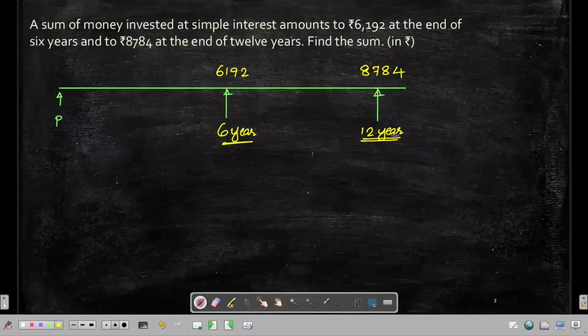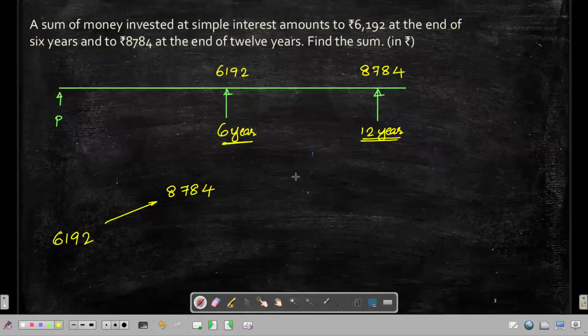So I can see that I'm taking this 6 year as the reference, and then this 12 year, and I'm comparing. I can see that the money has actually grown from 6,192 to 8,784, right? You consider the 6 year as the starting reference, the money was 6192, and 12 year as the next point. So in this 6 year span of time, from 6 year to 12 year, the money has grown from 6,192 to 8,784. Don't you see that?